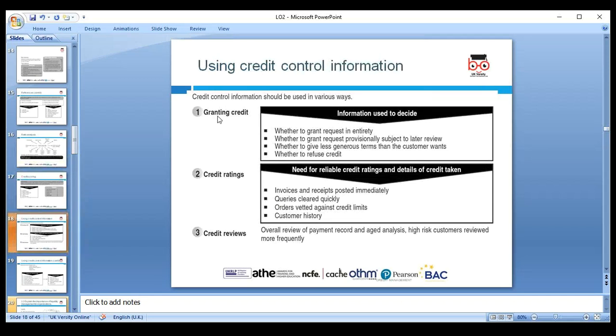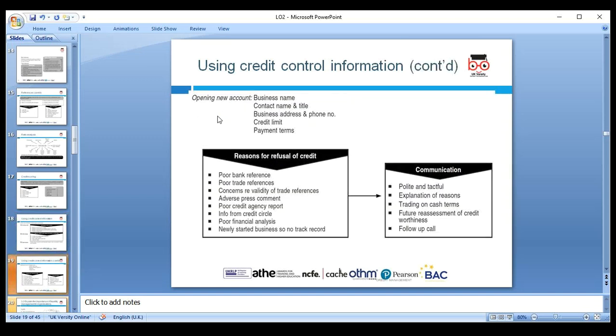Okay, granting credit: whether to grant the request entirely, whether to grant the credit provisionally, or whether to grant less credit or refuse credit. And on credit rating, receipts are posted immediately, queries cleared quickly, and orders weighed against the credit limits. Credit reviews carry on, because based on the economic circumstances we need to keep on reviewing.